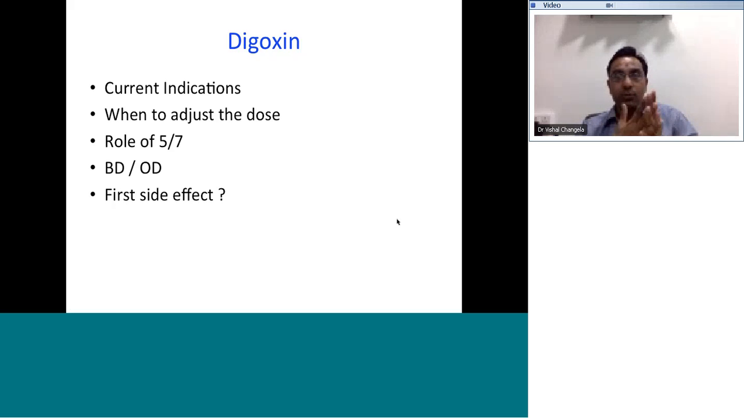Heart failure because of what? In cases of myocarditis, dilated cardiomyopathy, we give digoxin. It has a proven role in a structurally normal heart. In patients with tachyarrhythmia, especially SVT, we do give digoxin.